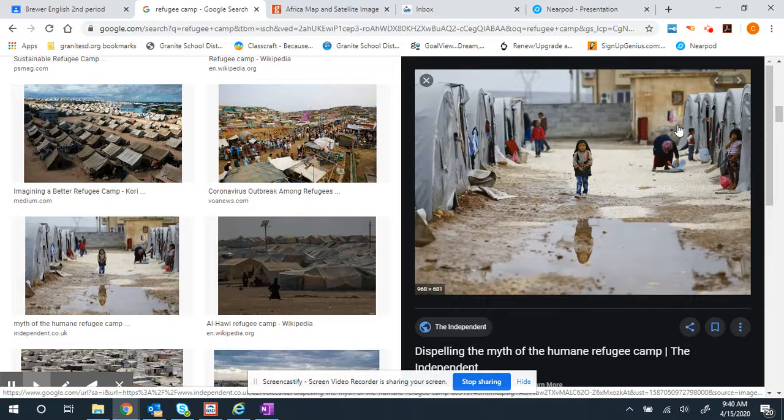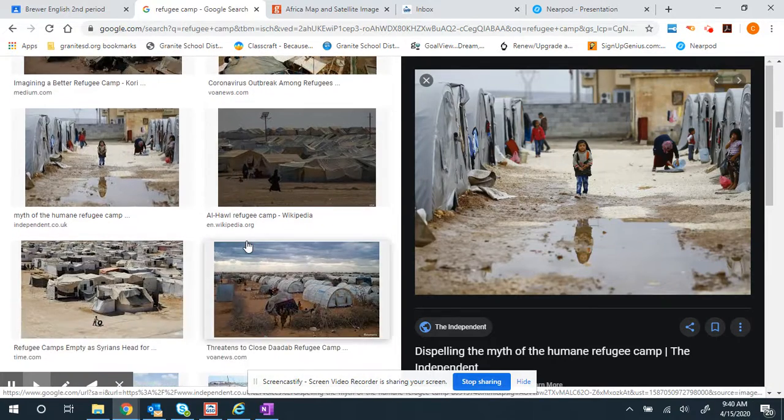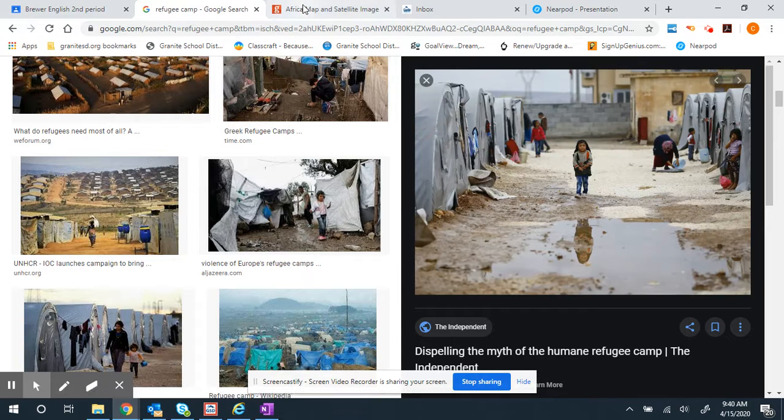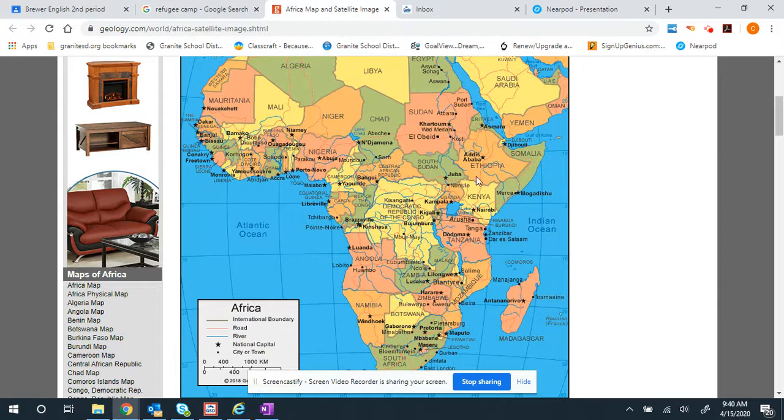This is what most of them are like right here. Crappy huts, terrible conditions. Really just people hoping. Okay. So that's where the boys came from. The refugee camps. This is the countries they came from. Here's Ethiopia, Somalia, Kenya, Tanzania is over here somewhere. See, I was trying to find Rwanda earlier. So they're coming from this part here.